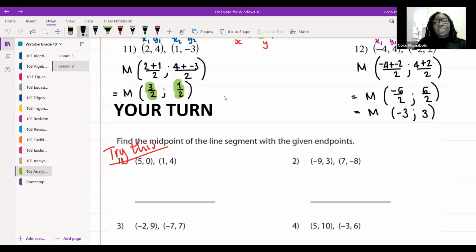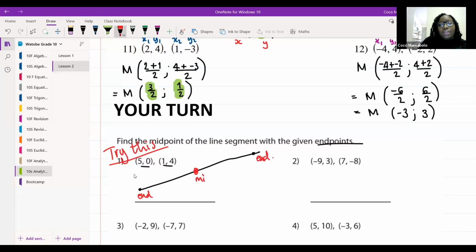Okay. Rebecca is asking, what does endpoint mean? Endpoint means this point is one of the ends of the line, and this point is the other end of the line. So this and this. They want you to find the midpoint. So this is the end, and this is the end, and you must find the mid.